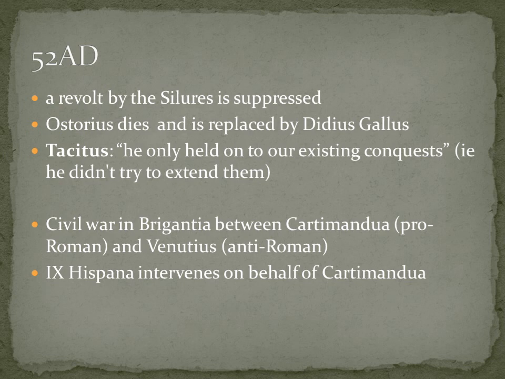We've also got more problems during this period. We've got a civil war in Brigantia between Cartimandua, who's pro-Roman, and Venutius, anti-Roman. And so once again, the Romans have to intervene. The 9th Legion intervenes on behalf of Cartimandua. So this is the second time that there have been problems in Brigantia.